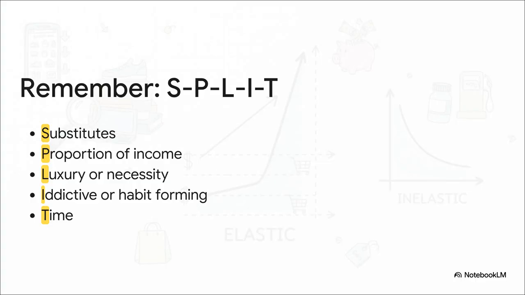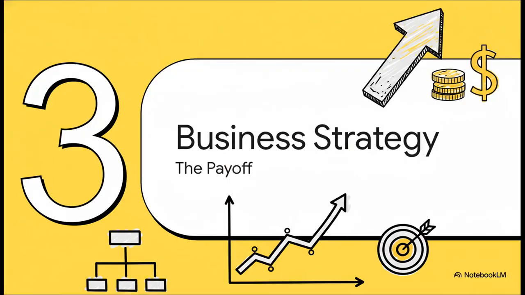So if you want a simple way to remember all this, just think of the acronym SPLIT. S is for substitutes, P is for proportion of income, L is for luxury or necessity, I stands for how addictive or habit-forming something is, those are highly inelastic, and T is for time. SPLIT. Pretty handy. Okay, so this is all great theory, but what's the payoff?